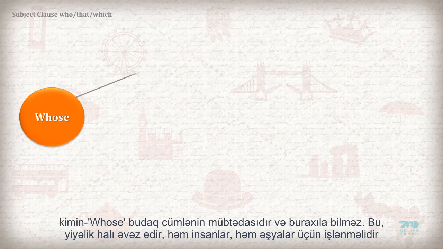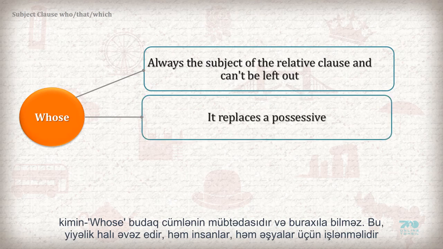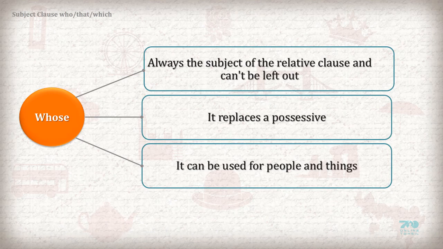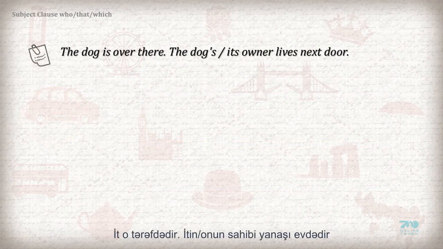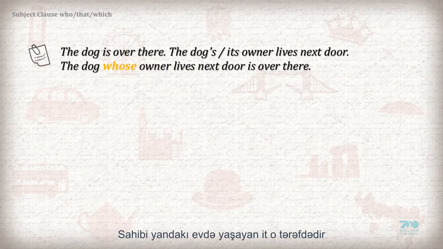Whose. Whose is always the subject of the relative clause and can't be left out. It replaces a possessive. It can be used for people and things. The dog is over there. The dog's, its owner lives next door. The dog whose owner lives next door is over there.